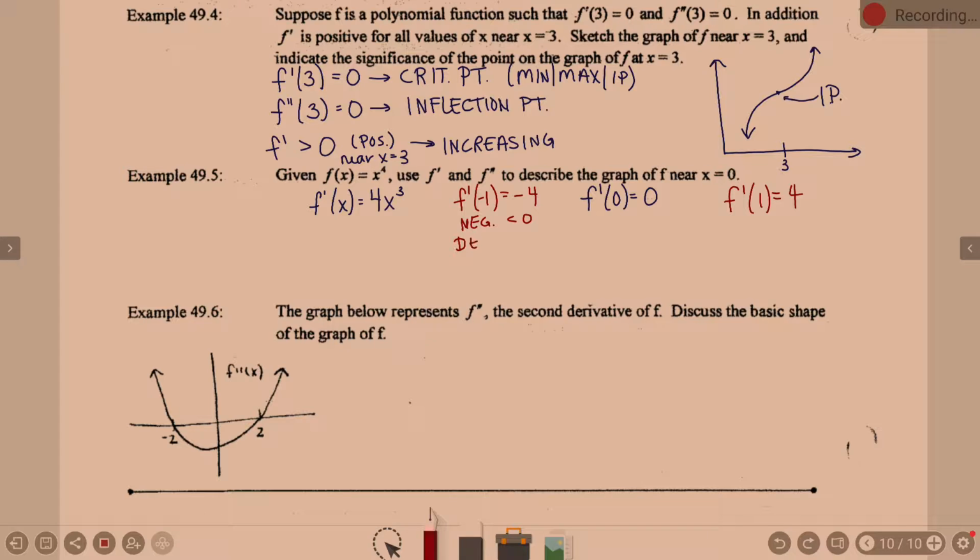So my graph at this point is decreasing. What about over here? It's increasing. At 1, I got a positive response with +4, which is greater than 0. When my first derivative is positive, we are increasing. And then when the derivative equals 0, what is that officially? That is officially a critical point of some sort.